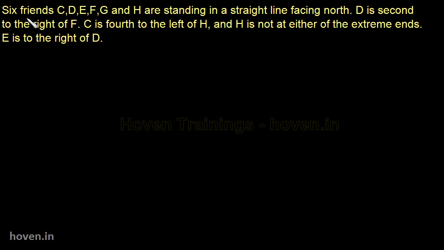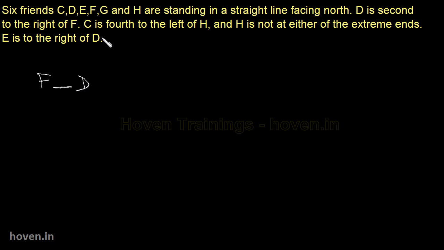He says, six friends C, D, E, F, G and H are standing in a straight line facing north. So there is one straight line and they are all facing north. Okay, what do these facts say? D is second to the right of F. So since all are facing north, we can be very sure that if F is here, one space will be there and D will be following here. D is second to the right of F because F is already facing north, so D will be somewhere here.